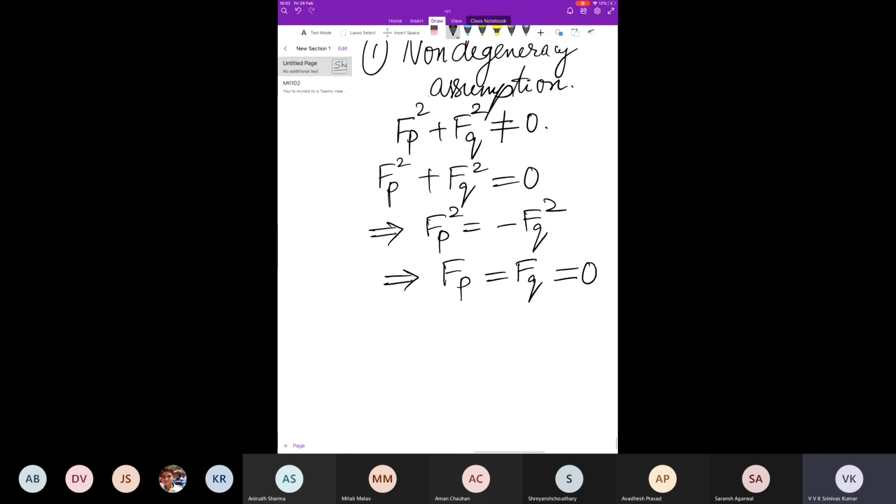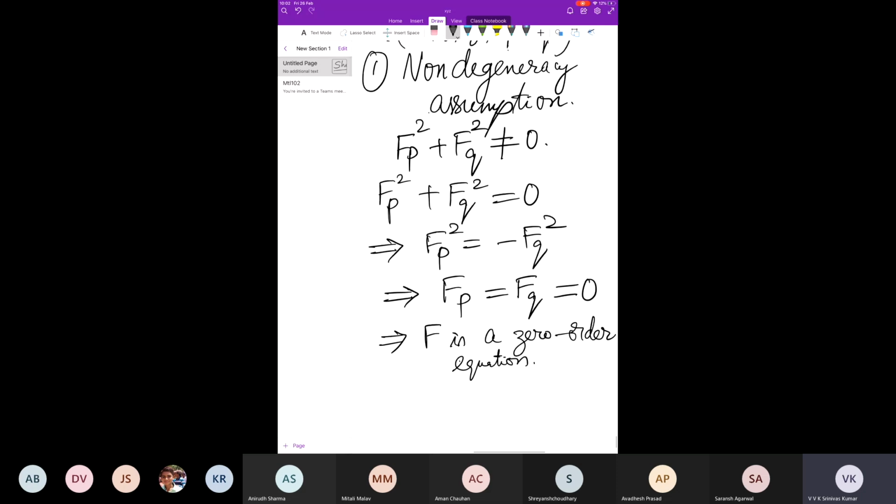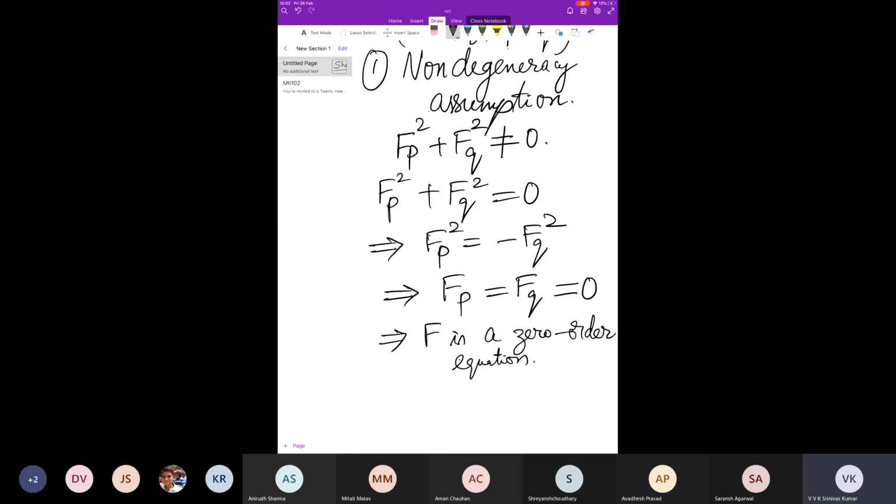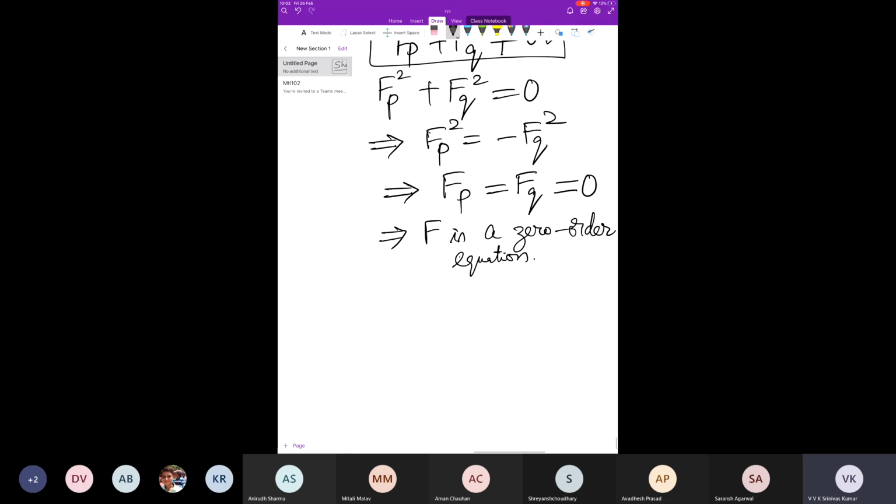This implies f is a zero order function, a zero order differential equation, not first order. There is nothing to solve. We want a first order differential equation, so we don't want fp and fq simultaneously 0. That is the assumption that we should have. So the first thing is this one.